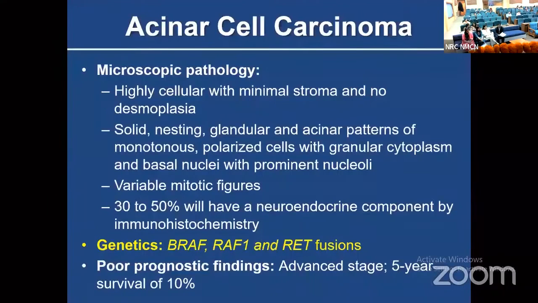The 5-year survival of patients with an acinar cell carcinoma is poor and sadly rivals pancreatic ductal adenocarcinoma. Most acinar cell carcinomas are identified at advanced stage, but a silver lining in these neoplasms is that they harbor frequent fusion genes such as those in BRAF, RAF1, and RET, which are all considered to be targetable from an oncologic perspective.